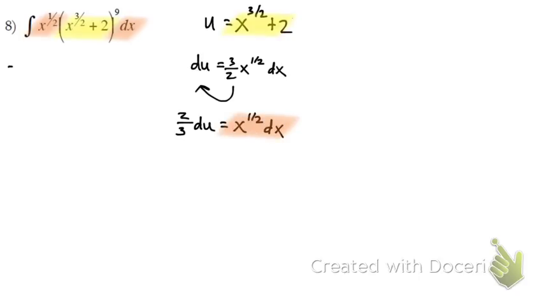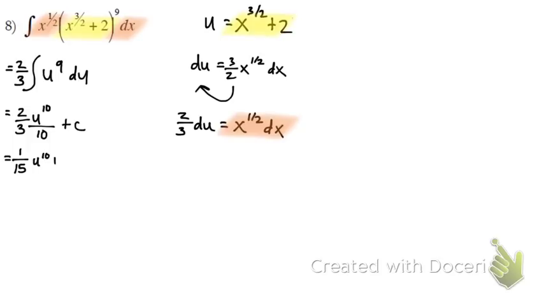And now if I make those substitutions, I have 2/3, because that's a constant multiple that comes out front, times u to the 9th power du, which is now a much nicer and prettier equation to take the integral of. So this is 2/3 u to the 10th power, if we bump up the exponent by 1, divided by 10, plus c. If I simplify a little bit, that gives me 1/15 u to the 10th power plus c. And if I replace u with what it equals, I get 1/15 times x to the 3/2 plus 2 to the 10th power plus c.